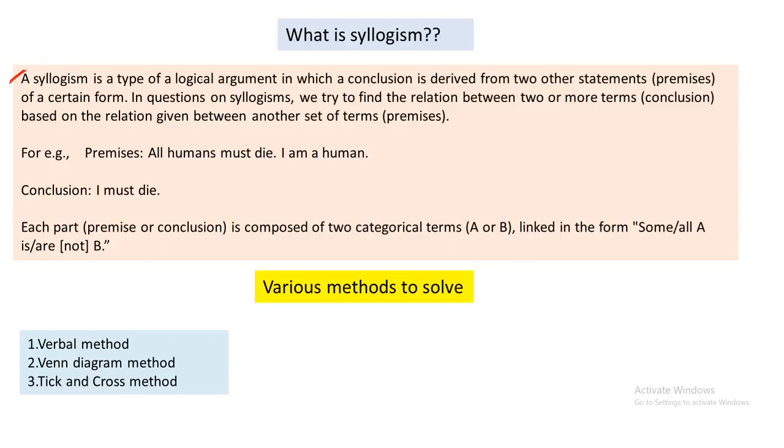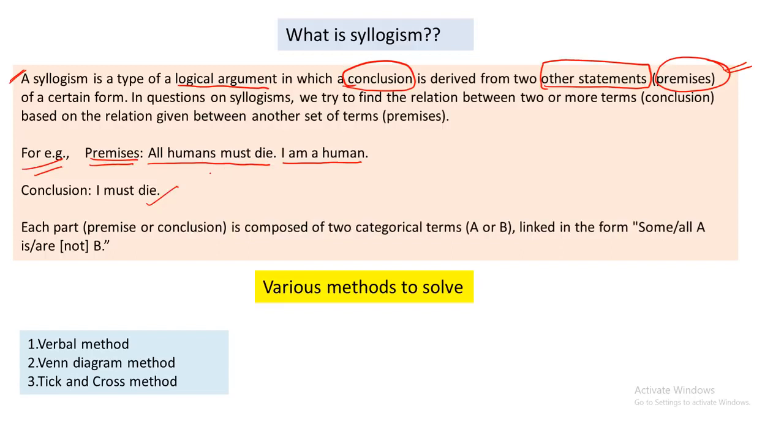A syllogism is a type of logical argument in which a conclusion is derived. So we have to derive a conclusion from two other statements, and these two statements are also known as premises. Two statements would be given and you need to draw the conclusion. For example, we have two premises. The first premise: all humans must die. The second premise: I'm a human. So what conclusion can you logically derive? I must die because I'm also a human.